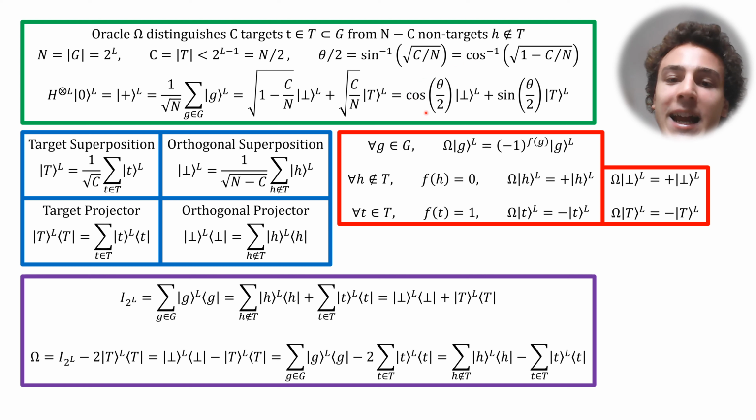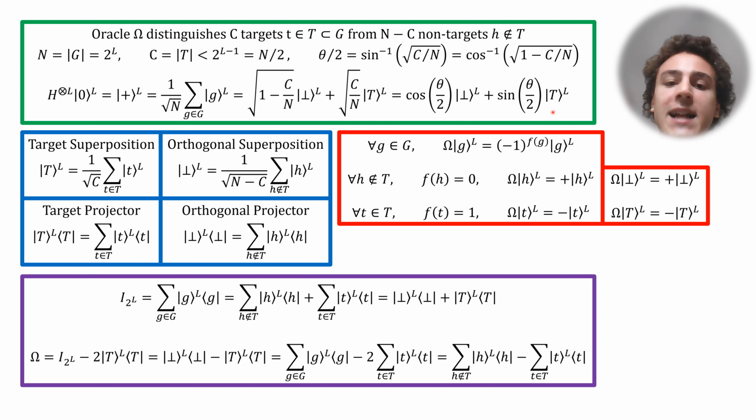So we're expressing it as a linear combination of a state that we are interested in and a state that we're not interested in. So we have the orthogonal superposition, which contains all of the non-target L-qubit computational basis states, and then we have a target superposition, which contains all of the target L-qubit computational basis states.